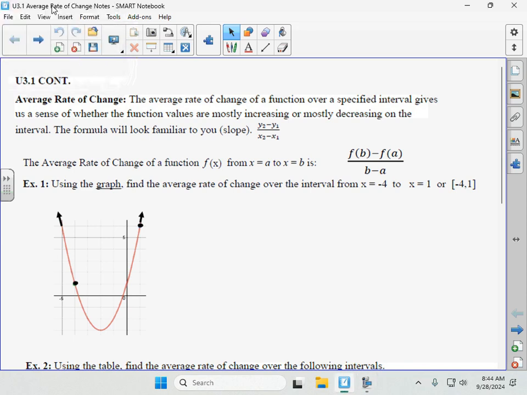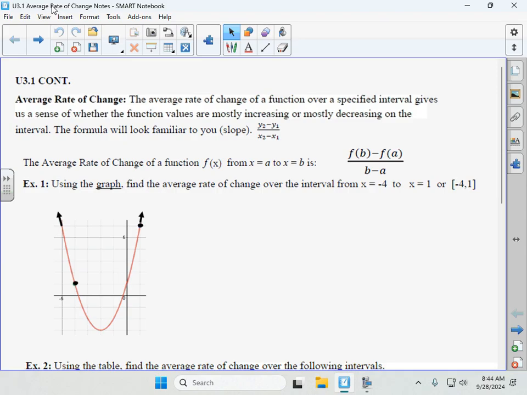All right, Algebra 2, we're going to go ahead and finish off Unit 3.1. So we started with graphing in standard form and vertex form, and we saw all the different things that you have to find to graph a quadratic. And so now we're going to look at what's called the average rate of change.